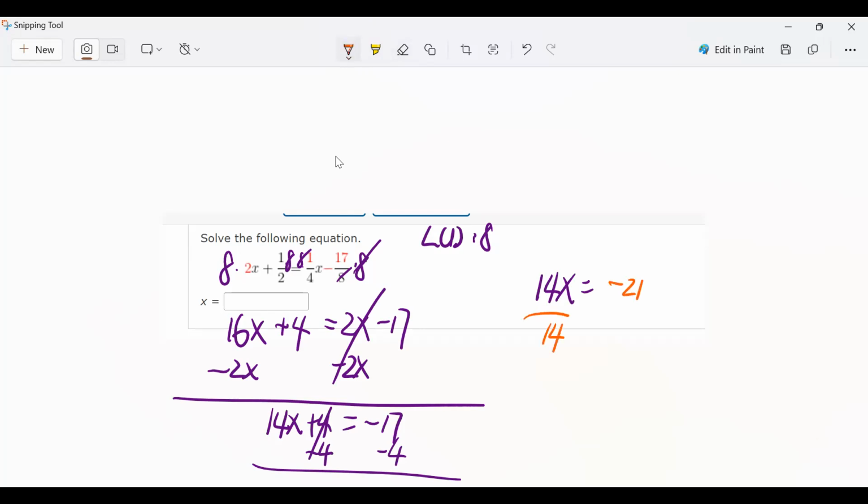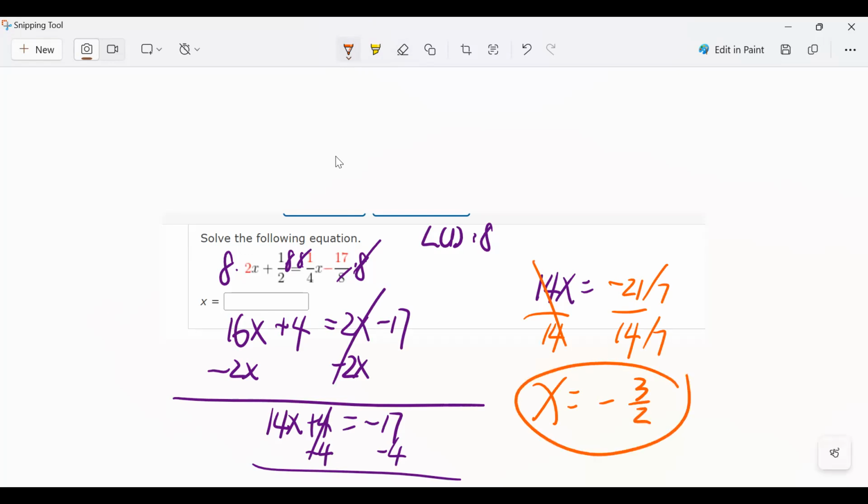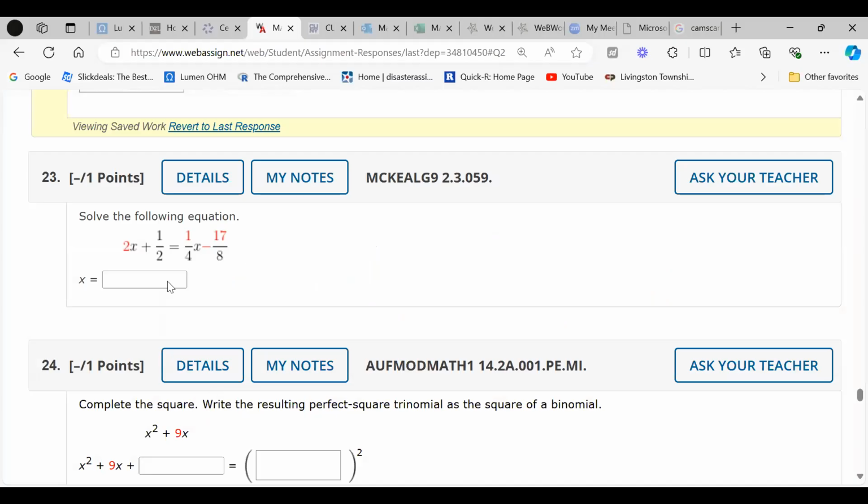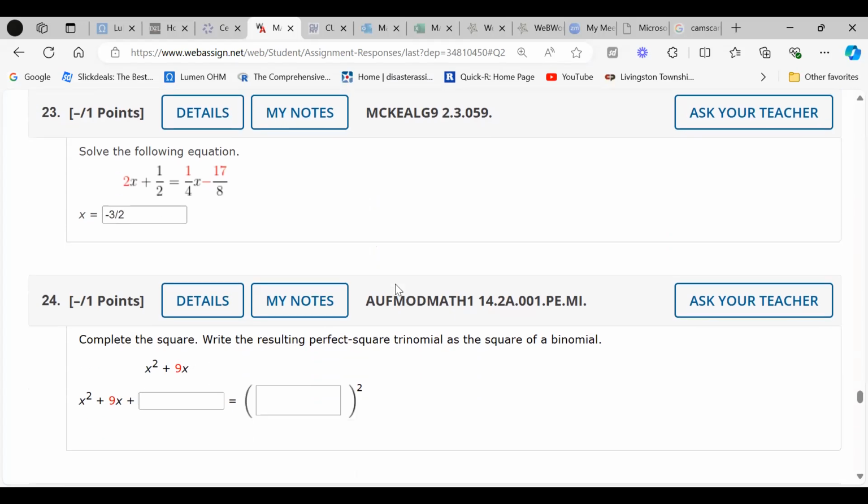And dividing 14 from both sides of the equation. And so that simplifies, reduce both top and bottom by 7: minus 3 over 2. So the answer is negative 3 over 2. Okay, that will do it.